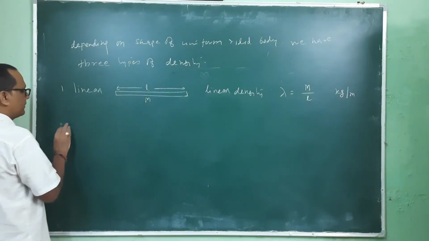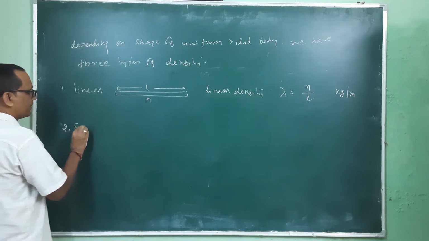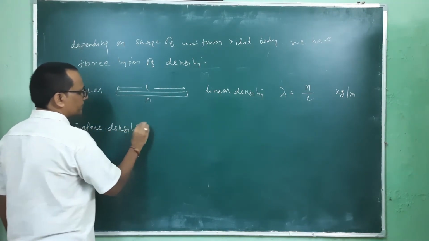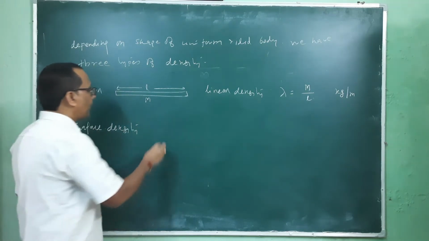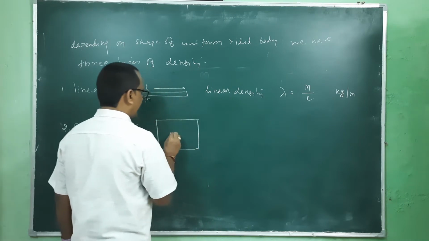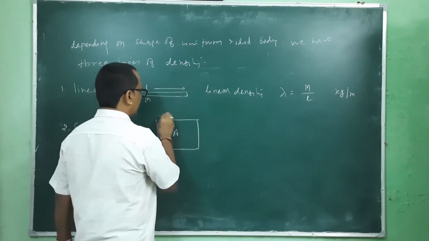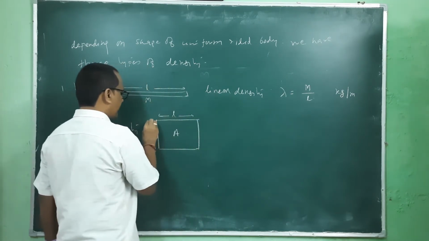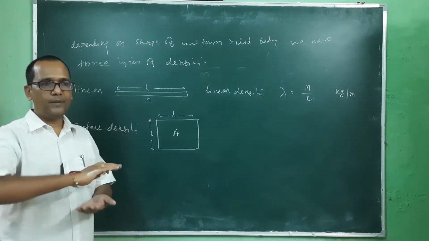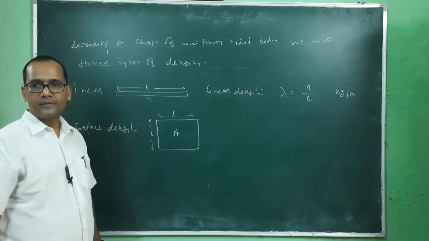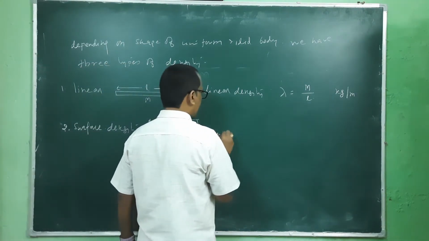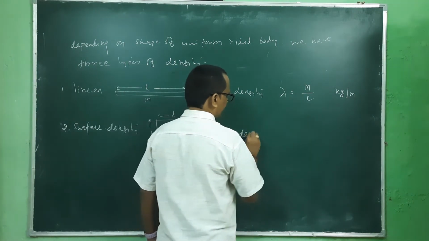Second, surface density. If that body is two-dimensional, this is that plate of area A. If the length is L, width is B, this is a two-dimensional body, just a plate, uniform, of negligible thickness. Then the density is surface density.